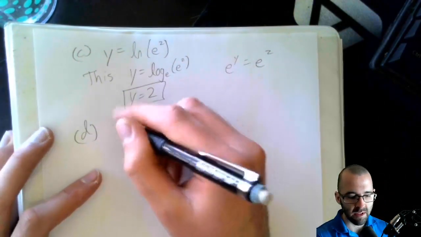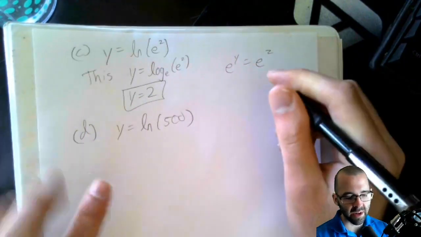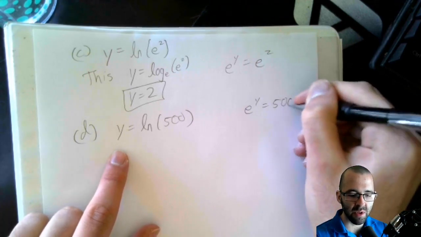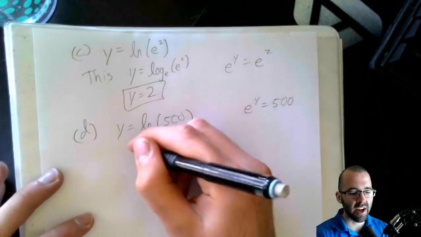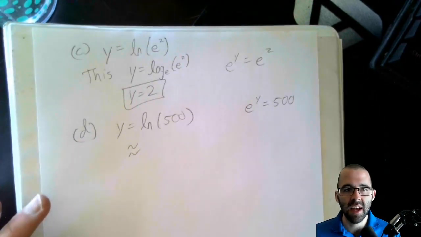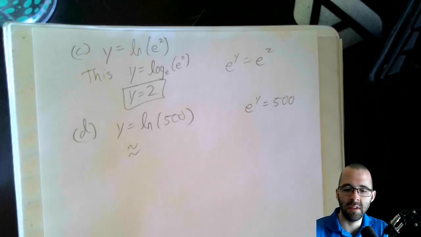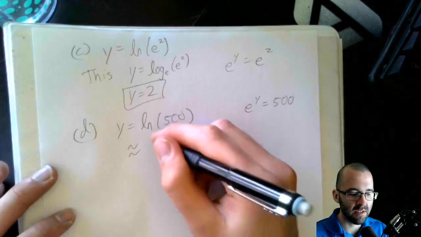All right, part D. y equals the natural log of 500. Again, we're going to have the same problem as part B. This is e to what power is 500? Who knows? Use your calculator. Use the ln button. ln of 500 is 6.2146.